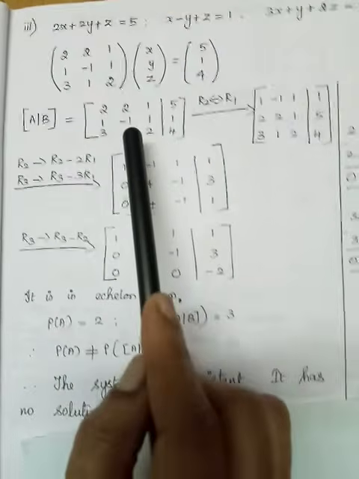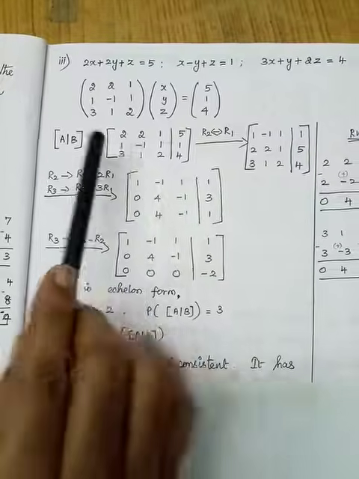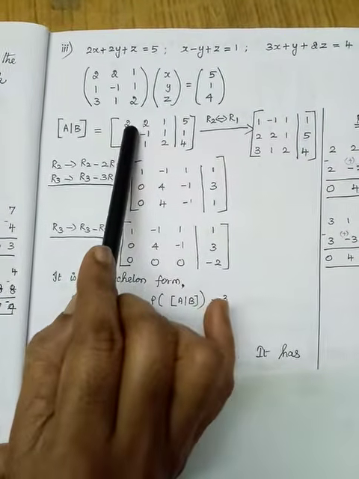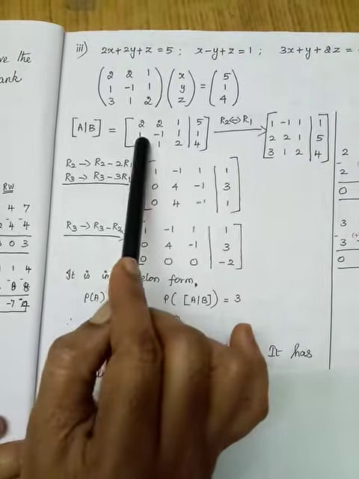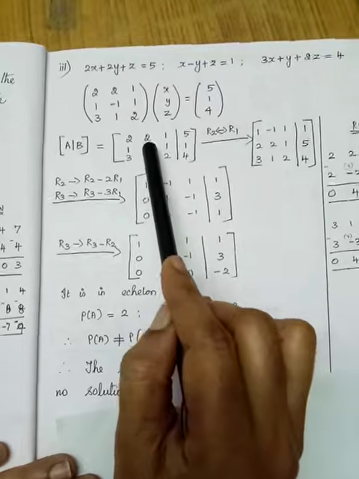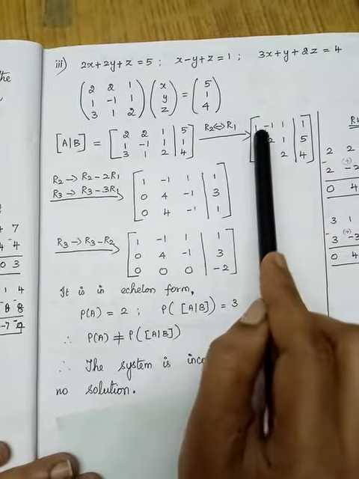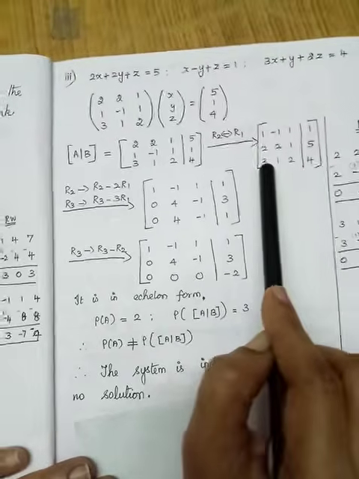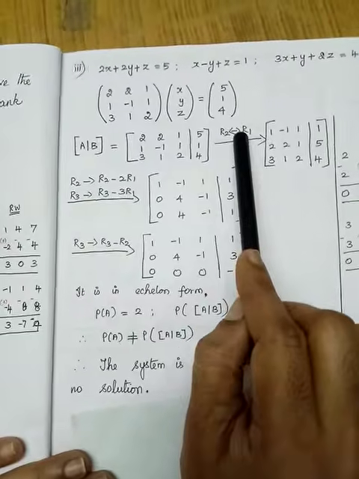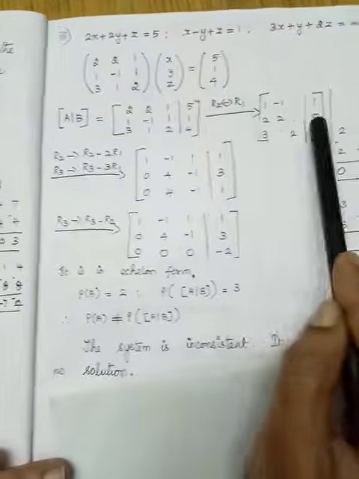You have to bring this into echelon form. What is the first step for the echelon form? Here we have to make these 2 elements 0. Before that, to do the calculation easily, I have interchanged R2 and R1. If we have 1, it is easy to make these two elements 0. So I use the transformation R1 interchanged with R2. Here I have written it.